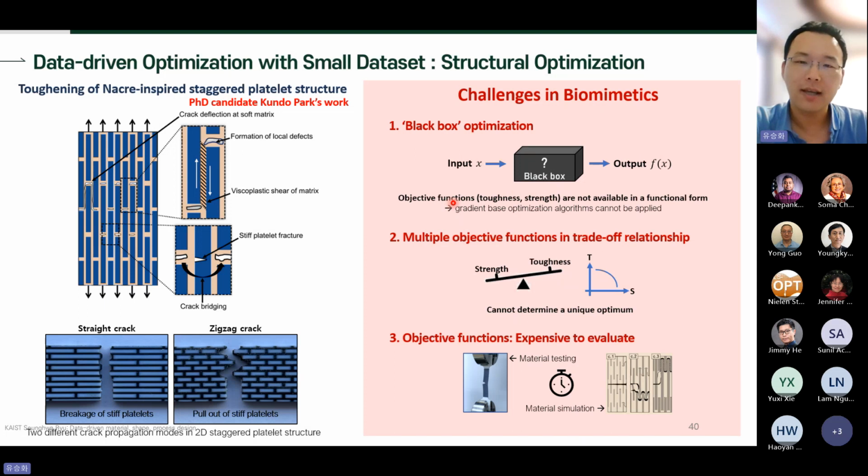We cannot utilize gradient-based optimization such as topology optimization. So that's the first issue, which is black box optimization. And also here, the strength and toughness typically have this trade-off relationship. We also found that whether we run this simulation or do material testing, it costs time and money. So it's expensive to accumulate large data sets. So this is one challenge.